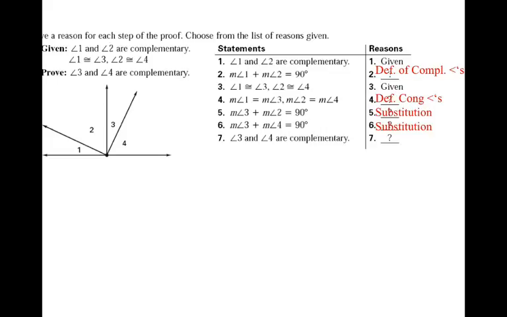And then to get to step 7, it says angle 3 and angle 4 are complementary. Well, complementary means that they add up to be 90, and that's just what we said in step 6, is that their measures add up to be 90. So that means they're complementary by definition of complementary angles. Okay?